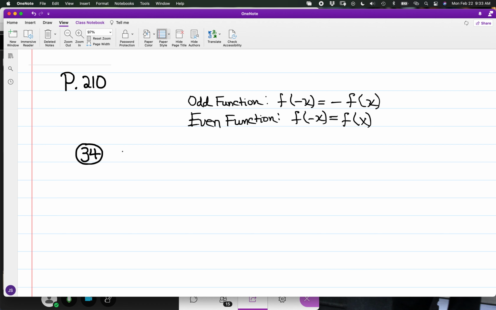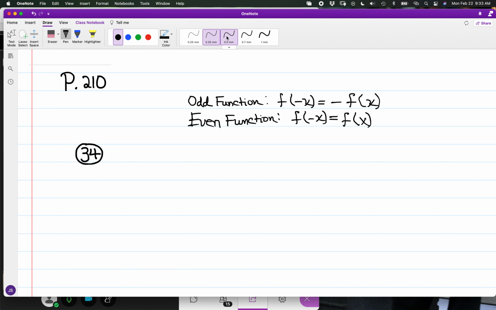And for what we have on page 210, now we're looking at determining whether the following function is odd or even for number 34. So we have in 34 our function given in the form of p of x, and we have that p of x is equal to the negative of the absolute value of x plus 12 times x to the 10th plus 5.